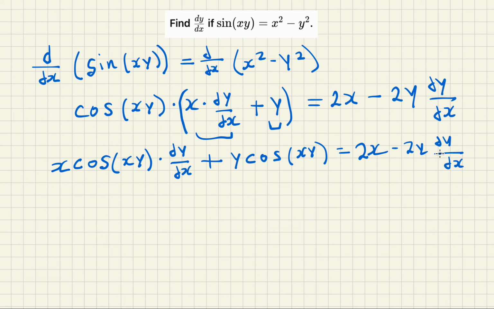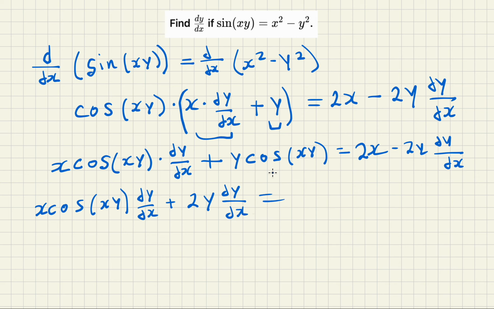So now what we can do is manipulate the equation by putting dy over dx all on one side. So we can write x cosine xy dy over dx, and we can add 2y times dy over dx on both sides. So we get plus 2y dy over dx, and we can subtract y cosine xy from both sides at the same time. So that gives us 2x minus y cosine xy.